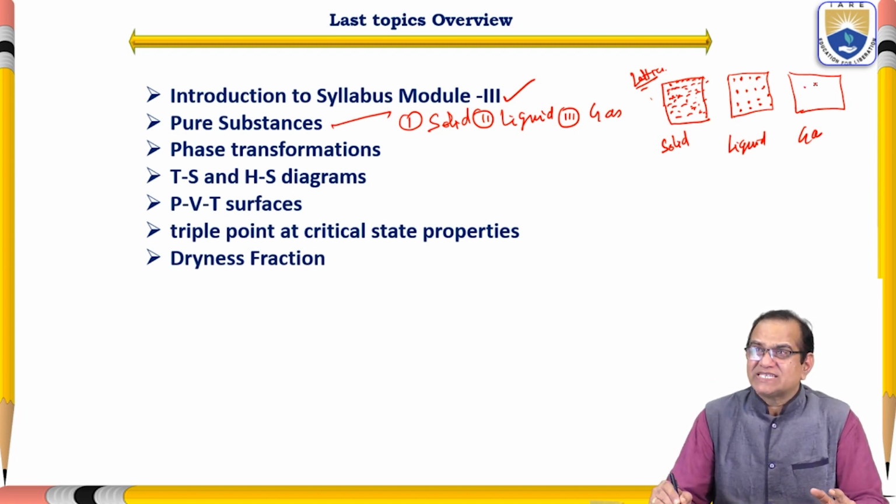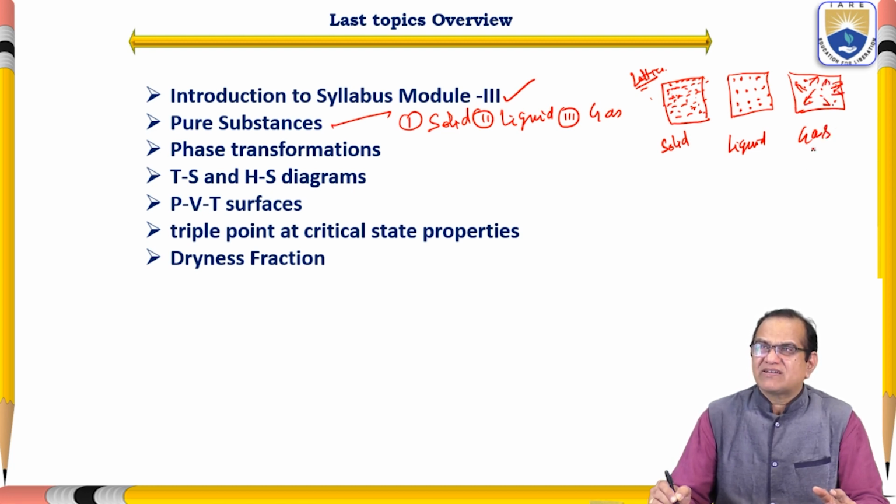But if you see the gases, the molecules are very, very far away. They can move in any direction. They will hit the wall, and this is called the gas.